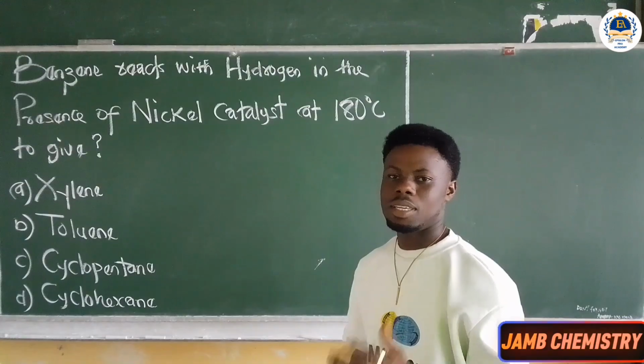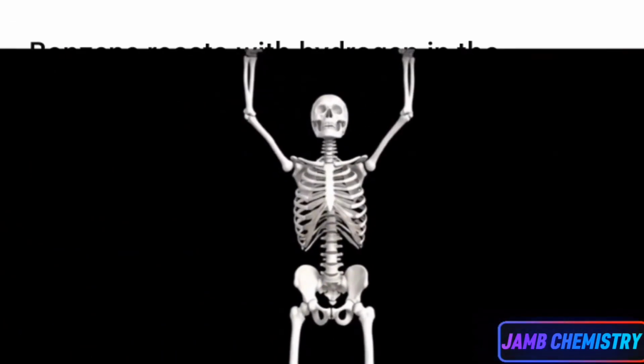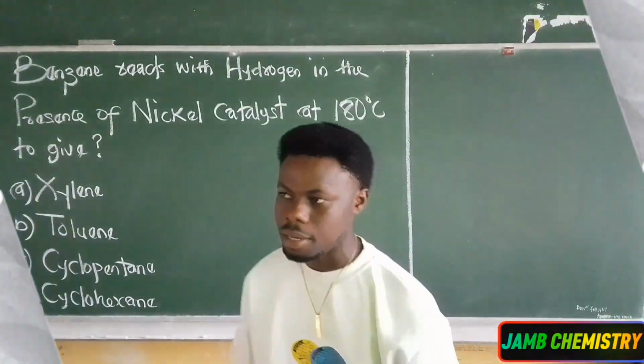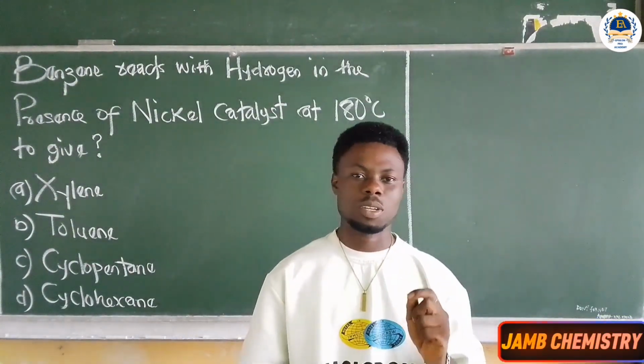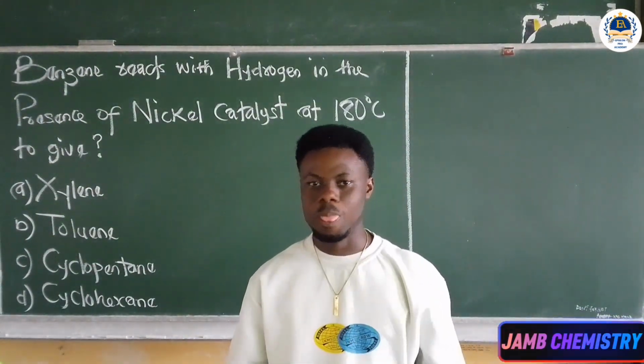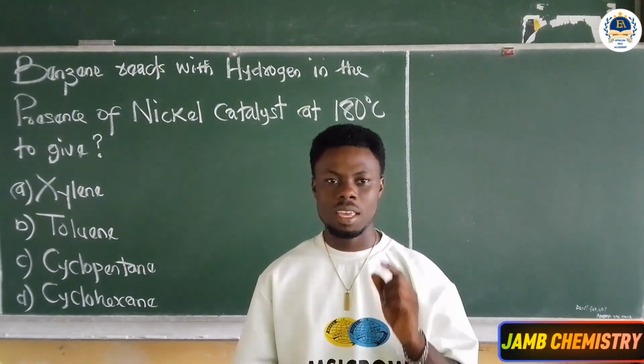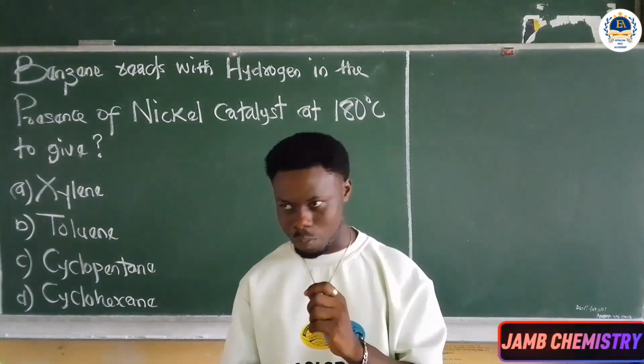Question number 3. The question on the board says, benzene reacts with hydrogen in the presence of nickel catalyst at 180 degrees Celsius to give option A, xylene, option B, toluene, option C, cyclopentane, and option D, cyclohexane. Now the reaction on the board is called a hydrogenation reaction. What is a hydrogenation reaction? This is a reaction where hydrogen is added to a compound.